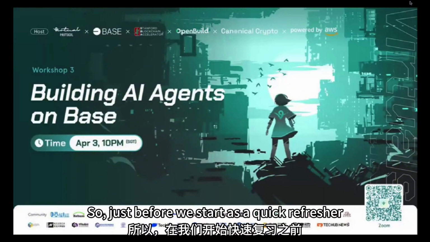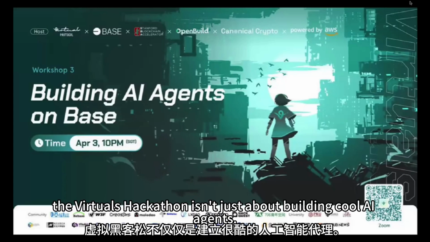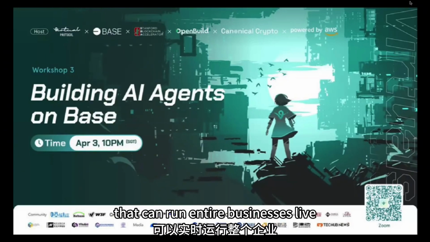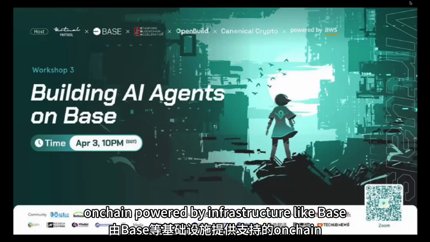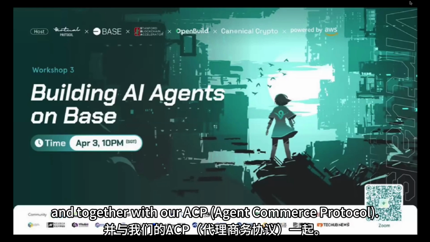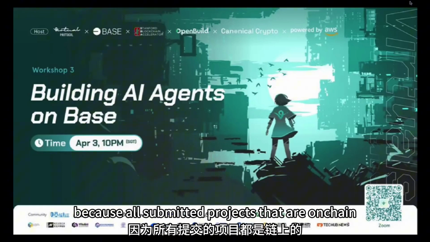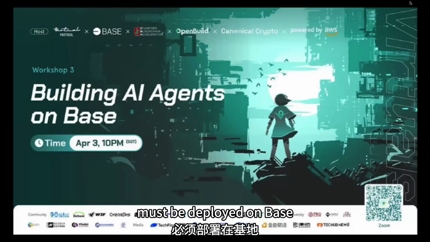Just before we start, as a quick refresher, the Virtuals Hackathon isn't just about building cool AI agents. It's about launching autonomous agents that can run entire businesses live on chain, powered by infrastructure like Base, and together with our ACP, Agent Commerce Protocol. This workshop is especially important because all submitted projects that are on chain must be deployed on Base.